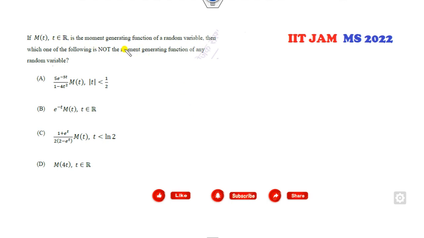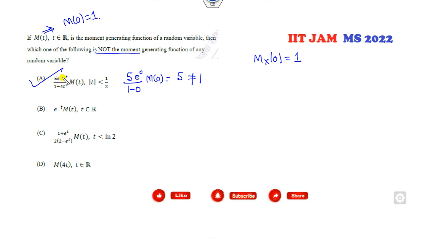Okay, M is the moment generating function. Which of the following is not the moment generating function? Very simple, I can check firstly whether this property is satisfied or not. M is already a moment generating function, that means M of 0 is 1, given to you. If I substitute here 5 e raised to power 0, 1 minus 0, M of 0, that comes to be 5, which is not equal to 1. This option is the correct option.